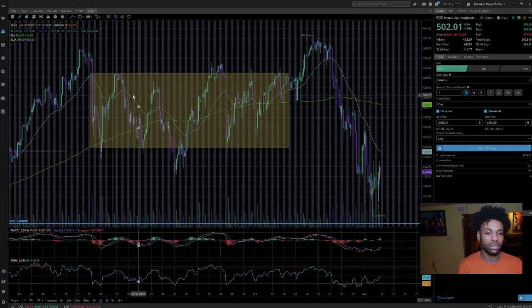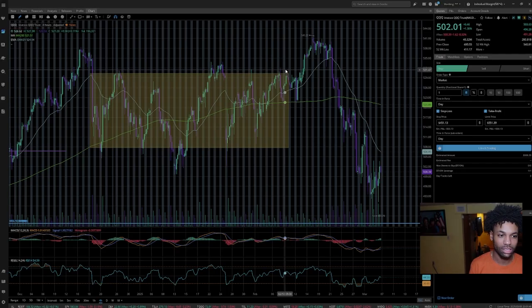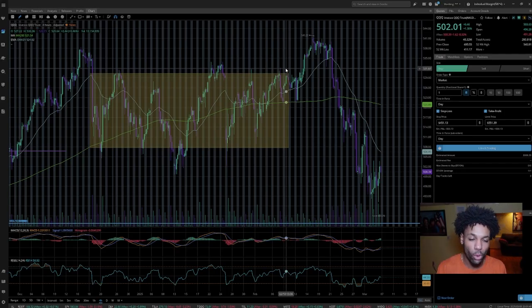But this is simple: support, resistance, support, resistance, support, resistance, support, resistance, support, resistance. And it doesn't have to be an exact point, because it's never going to be an exact point. It's just a general range of, okay, at this point we generally reverse. And I like to trade reversals. That's my MO right there.